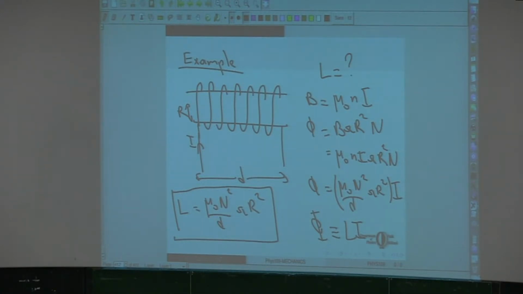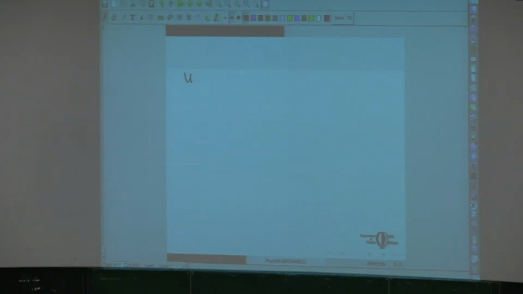Now we can calculate what we are trying to do now. We know the self-inductance. We would like to write the energy stored in my solenoid as a function of the magnetic field inside the solenoid. That is what we are trying to do. Now the energy stored inside the solenoid is 1/2 L I squared.